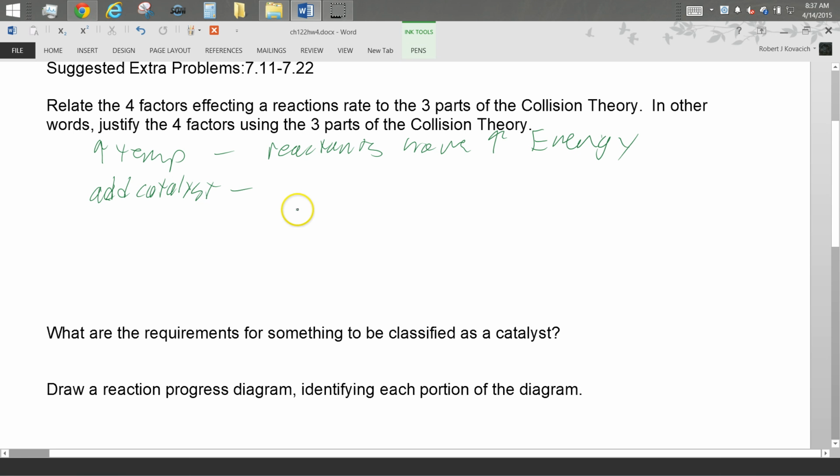Yeah, it orients. So the three things for that collision theory: they have to hit with enough energy and they have to hit with the correct orientation. And the catalyst sets them up so they can hit with the correct orientation.